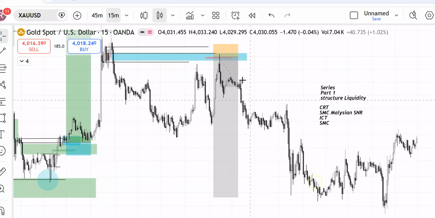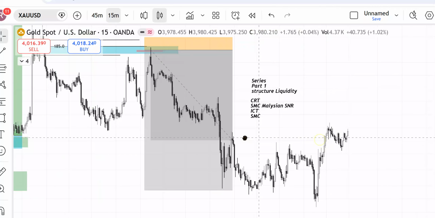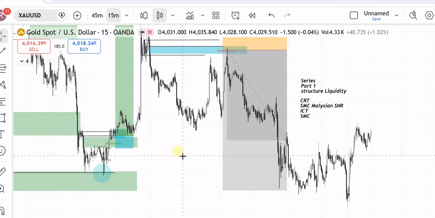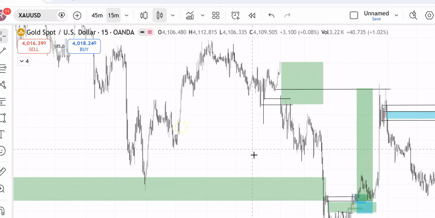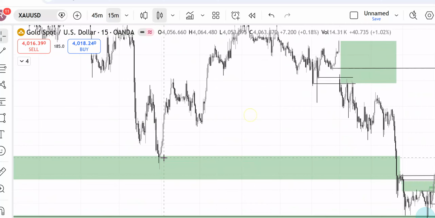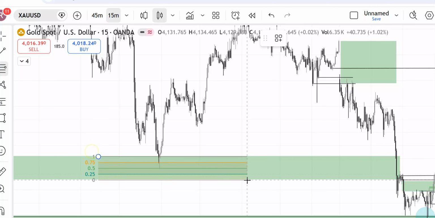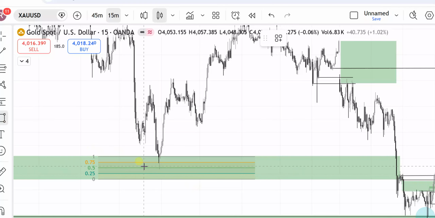As you can see here, the market clearly achieved this target. Okay, so that is how the structure works. I will share a lot of examples in the next part. As you can see here, I mark out this key level. That is my key level, and at 50% of this key level the market takes the liquidity. So I mark out this 50% zone area.